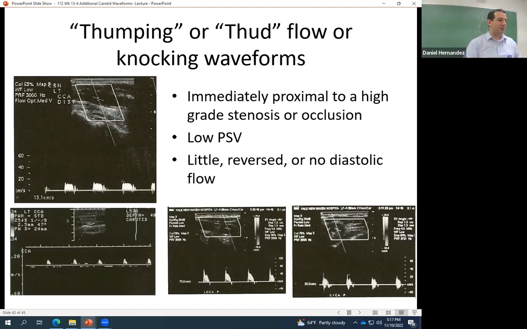or hitting that blockage and coming backwards. So these are all going to be very low velocity, very high resistance because there's no blood flow getting through. You got a big blockage in front of you. So there's major resistance to that blood flow. So we can have little reversed or no diastolic flow seen.